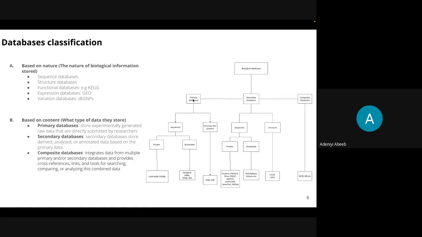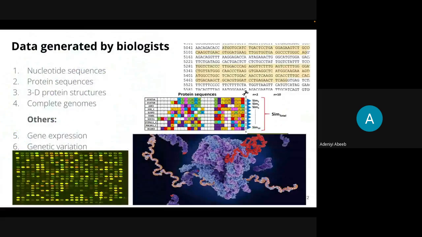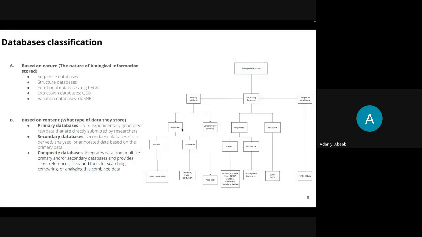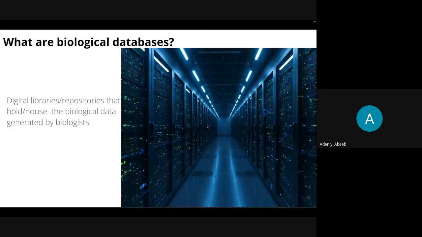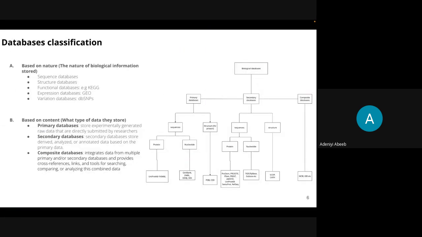If it's a primary database, when we're talking about the kind of data that we generate, sometimes biologists generate protein sequences. They also generate nucleic acid sequences. Sometimes we also generate structural information, especially for proteins. We generate complete genomes. Based on this, you can also classify whether it is sequence or structure. Although you can categorize them into more than this, the most popular ones that we'll be talking about are sequences and structure. If it is sequences, it could be protein sequences or nucleotide sequences.